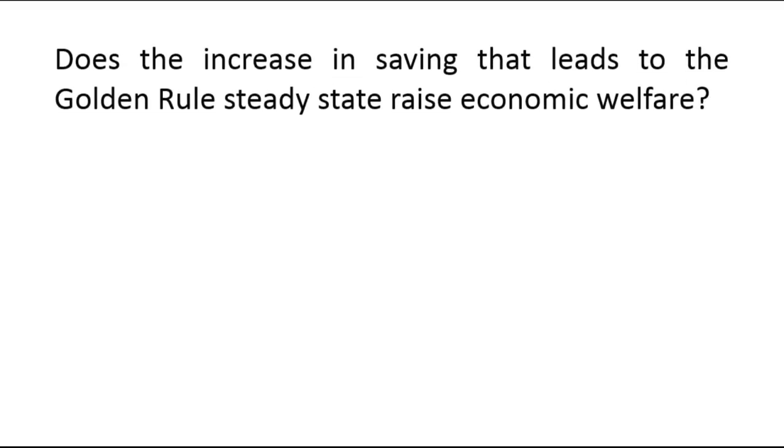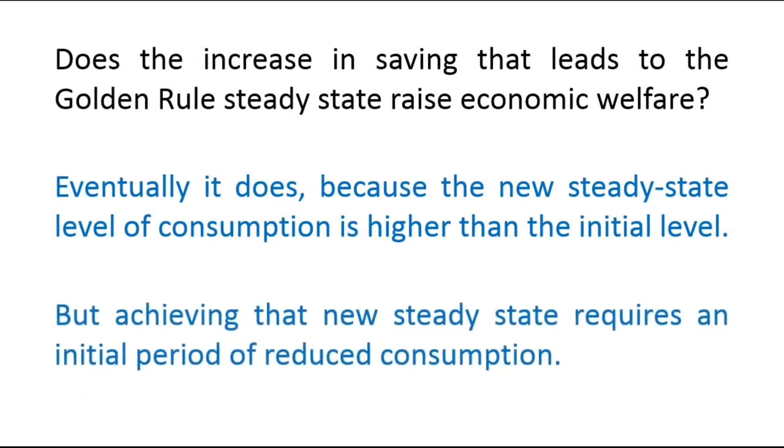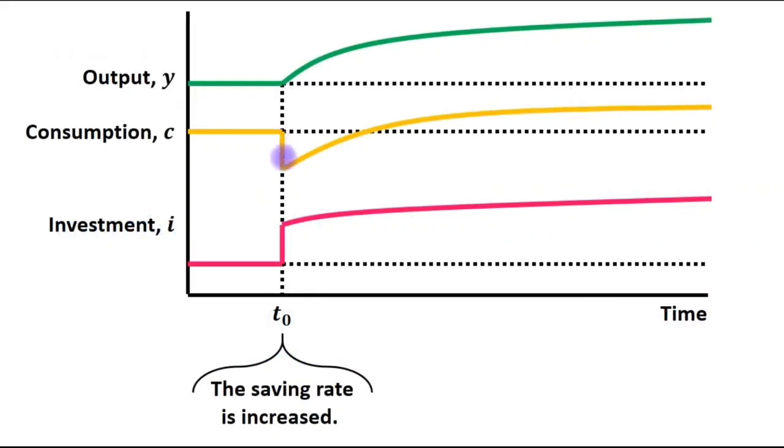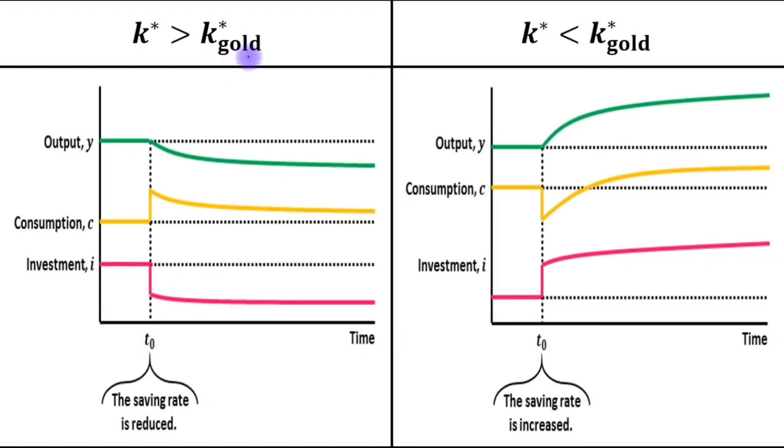Does the increase in saving that leads to the golden rule raise economic welfare? Eventually, yes, because the new steady state level of consumption is higher than the initial level. But achieving that new steady state requires an initial period of reduced consumption. When the economy begins at the golden rule, reaching the golden rule produces higher consumption at all points in time. However, when the economy begins below the golden rule, reaching the golden rule requires initially reduced consumption, and then an increase in consumption in the future.